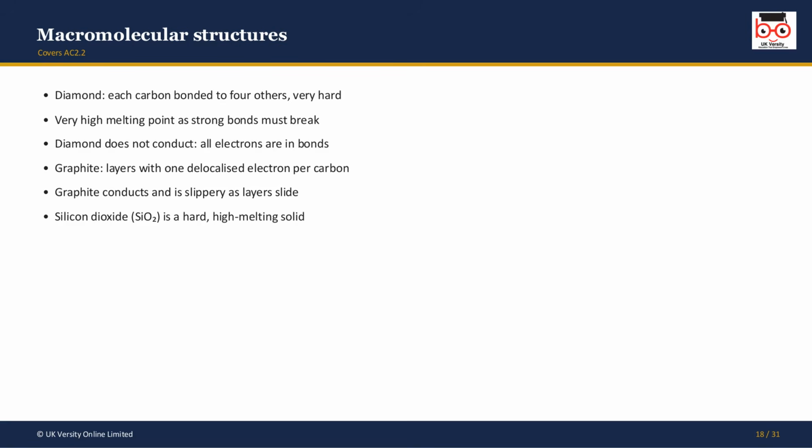Macromolecular structures are the giants. In diamond, each carbon is bonded to 4 others, making it extremely hard with a very high melting point, since those strong bonds must all be broken, and it doesn't conduct because every electron is tied up in a bond. Graphite, by contrast, has layers with 1 delocalized electron per carbon, so it does conduct and feels slippery as the layers slide over one another. Silicon dioxide is another example, a hard, high-melting solid.